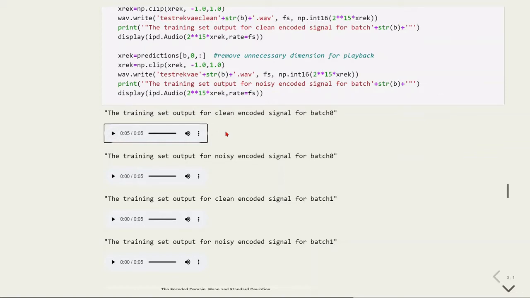We see there is a bit of noise there, but the noise has some special characteristics. We will discuss more about this a bit later. And now is the training set output for the noisy encoded signal for the same file. We see it's very noisy, but the noise somehow resembles the original audio file. This is also a characteristic of variational autoencoders, they have the potential to be used in generative applications, so we want to generate certain sounds, for example.